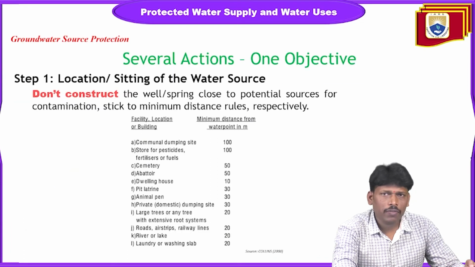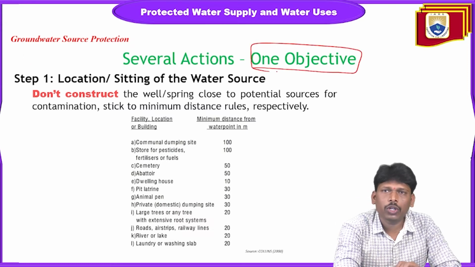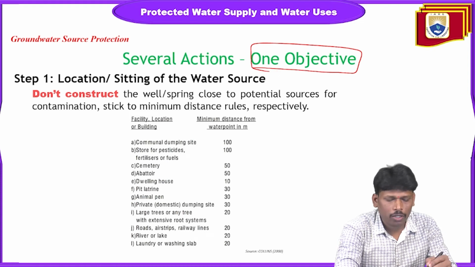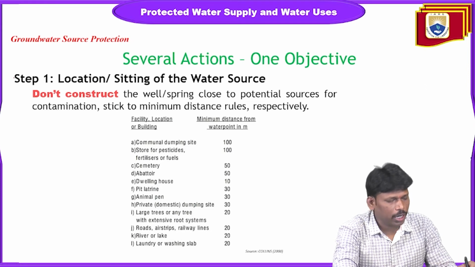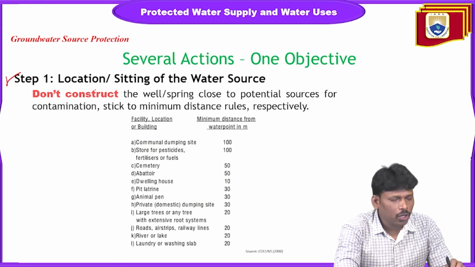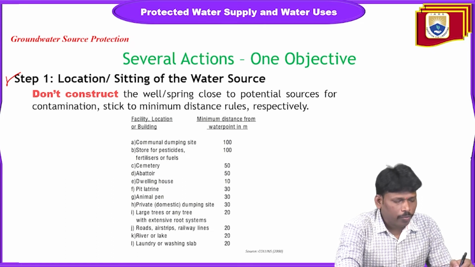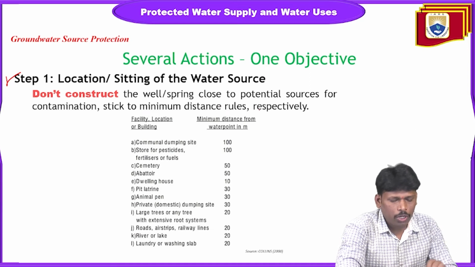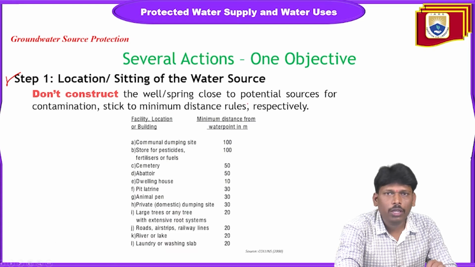There are various actions, but only one objective. That is our objective: we need to protect the water. So there are several actions for that. In order to achieve this objective, we have several actions. The first one is location siting of the water source. So here, don't construct the wells or springs close to potential sources of contamination. Stick to the minimum distance rules to be followed.